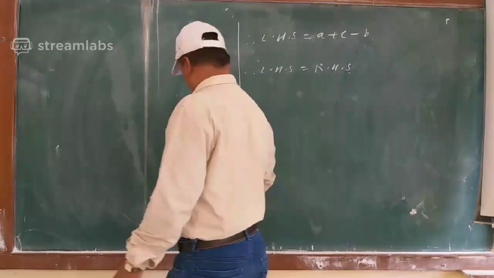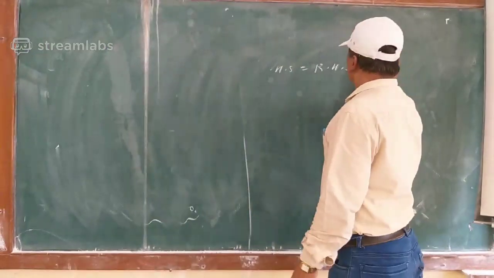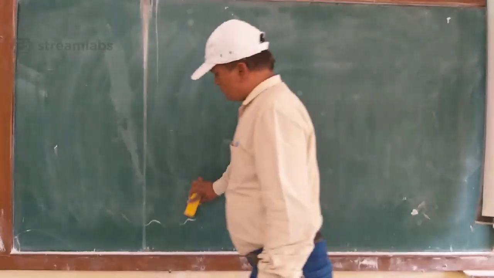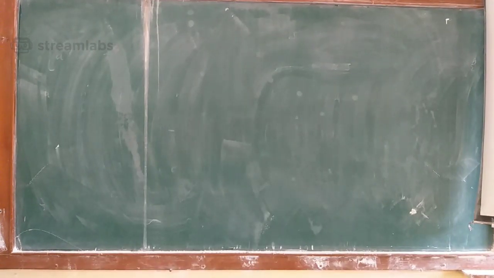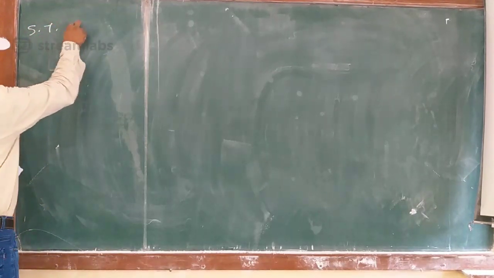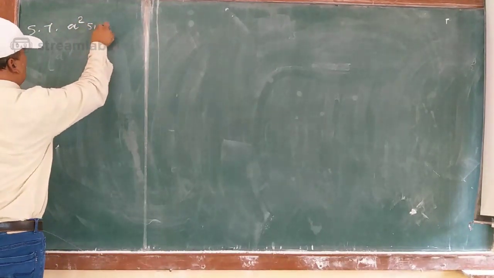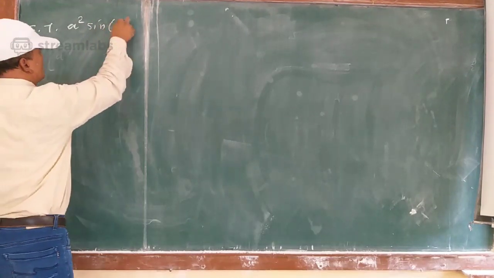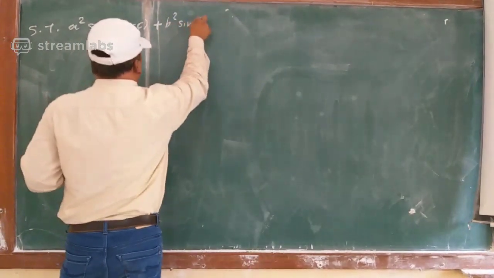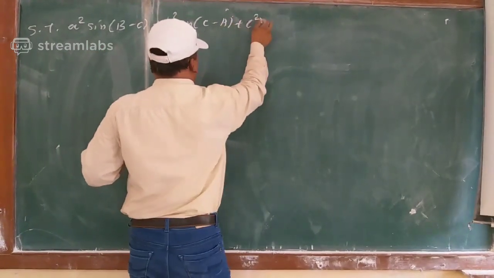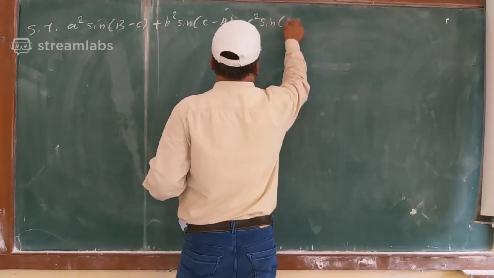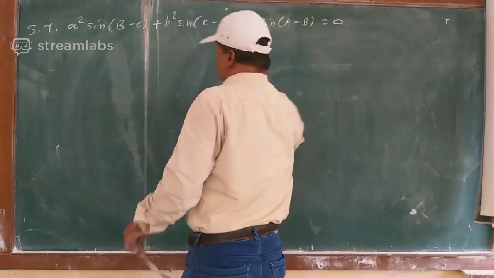Now see next. See the next problem. Show that A square sine of B minus C plus B square sine of C minus A plus C square sine of A minus B, answer 0.